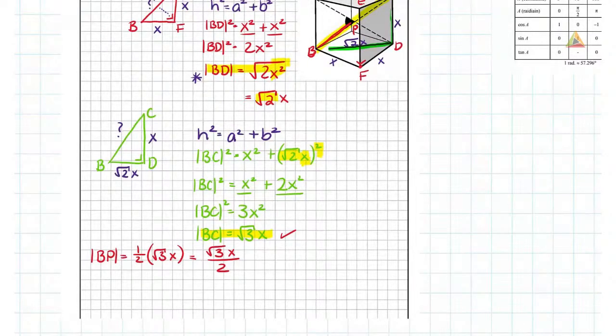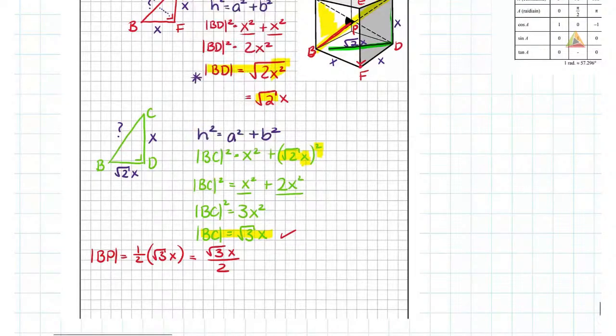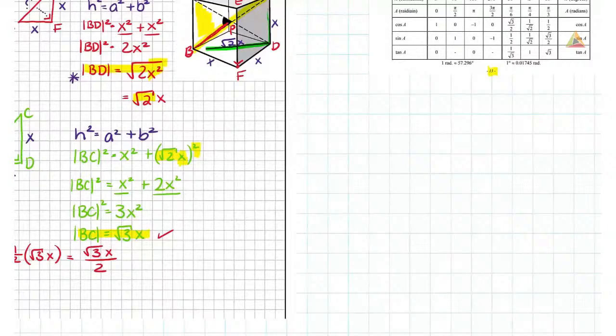So let's have a look at what we have. We're eventually, after all our work, we've gotten into this triangle ABP here. So I'm going to draw that triangle out. And I'm just going to move over here as I'm running out of a little bit of space.